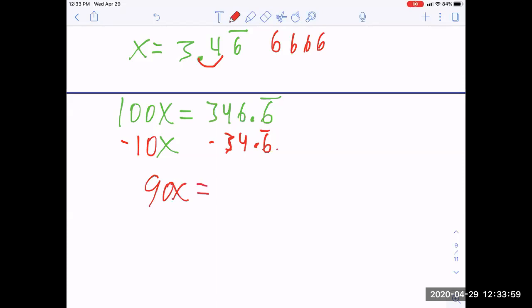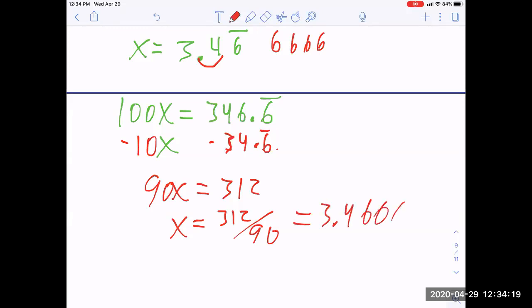Okay, the repetend is gone. 346 subtract 34 is 312. x is 312 over 90. Try that on your calculator. And I got my 3.46666, which is what we started with. Magic, right? I'll see you in class soon.